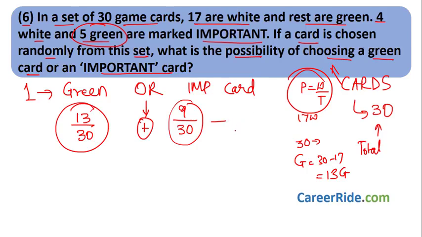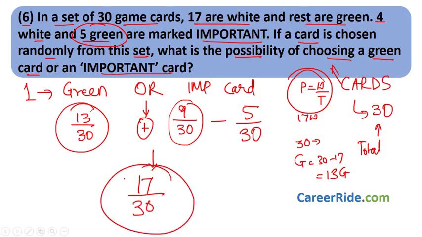What is being counted double? The 5 green important cards. What is the probability of choosing the 5 green important cards? 5 divided by total cards, 30. So 13 plus 9 minus 5: 13 plus 9 is 22, minus 5 is 17, so 17 by 30. This is the probability of choosing a green card or an important card. Just remember this concept of double counting. Make sure that you are not counting one card twice. Okay. Moving to next question.